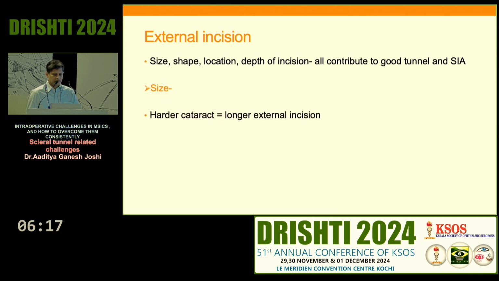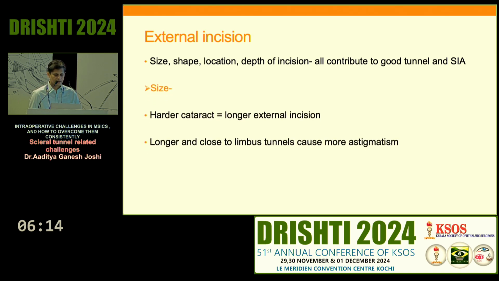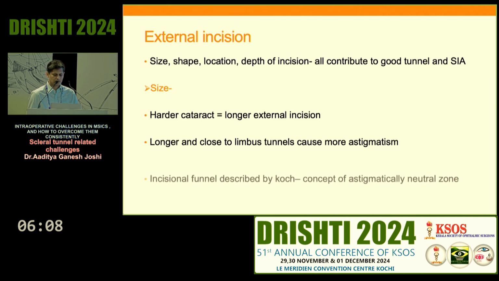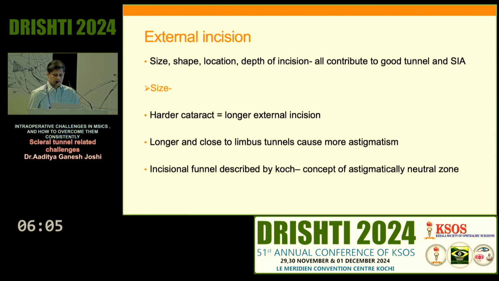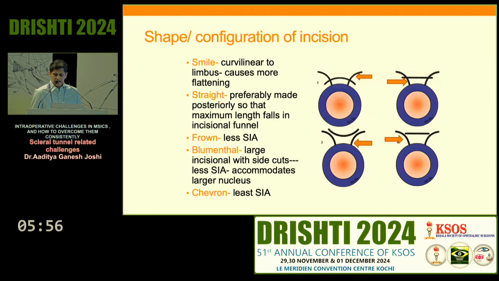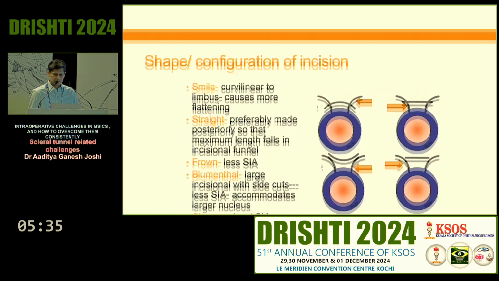The size mainly depends on the hardness of the cataract, but the longer the incision, or the closer it gets to the limbus, the more astigmatism it can cause. So to negate that, there was a concept of the astigmatically neutral tunnel explained by Koch. The arrows here point towards the astigmatically neutral funnel, where the incisions made are astigmatically neutral or create less astigmatism. So incisions like Frown, Blumenthal or Chevron mostly lie in this funnel and create the least astigmatism as compared to the Smile and Straight.